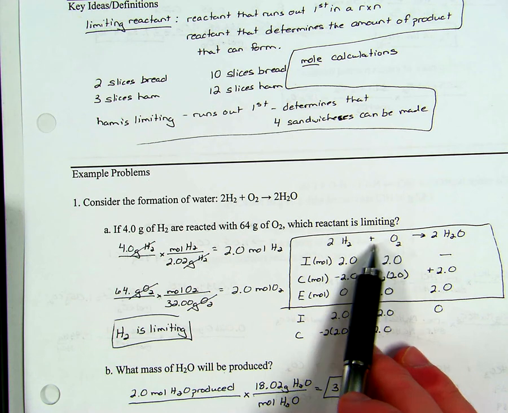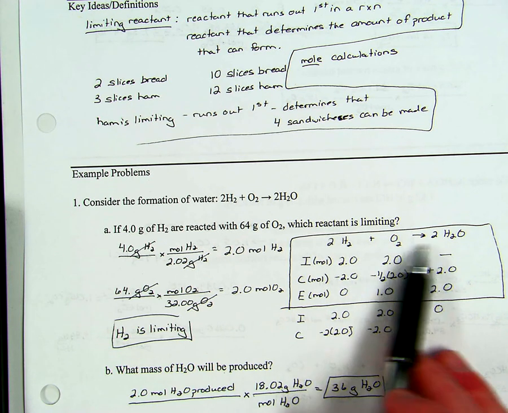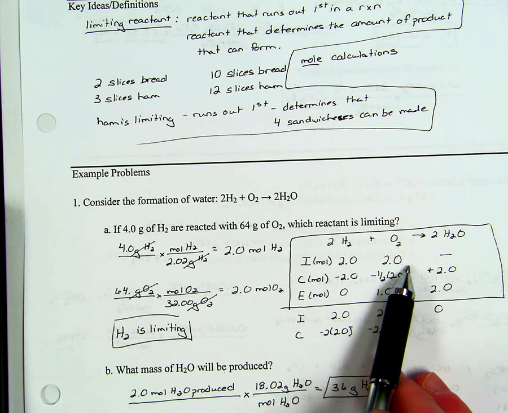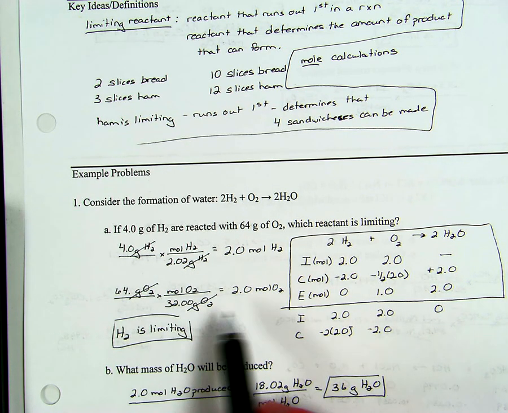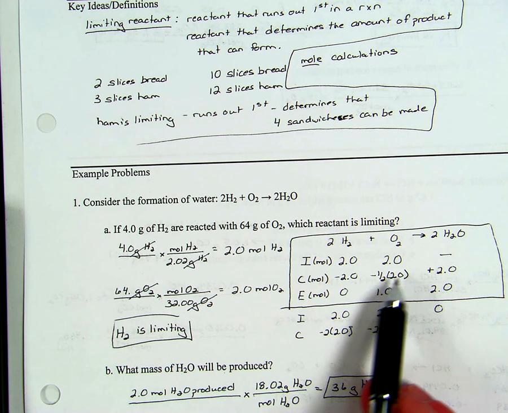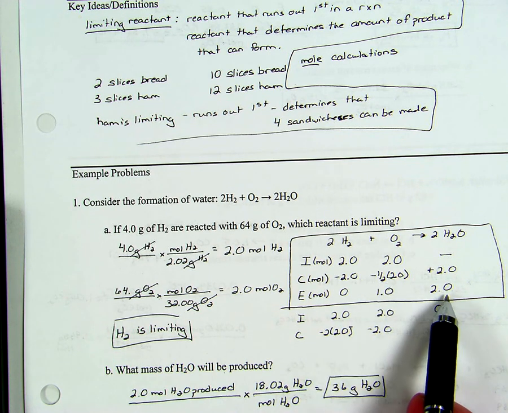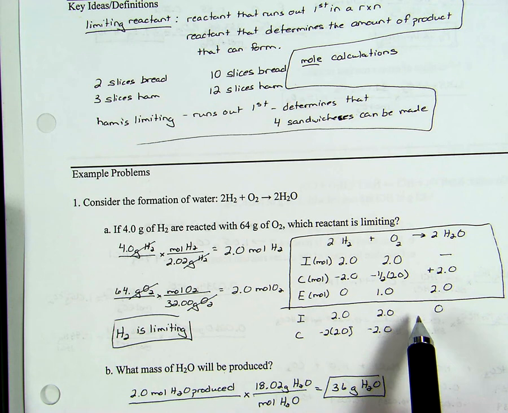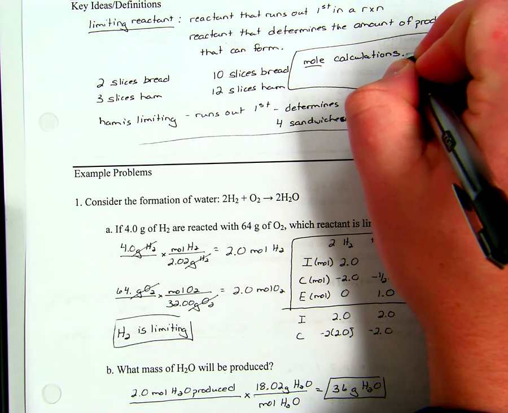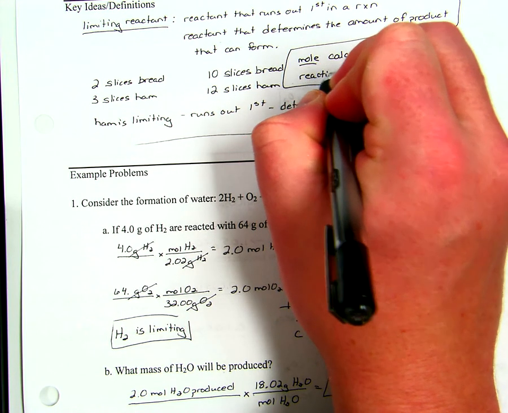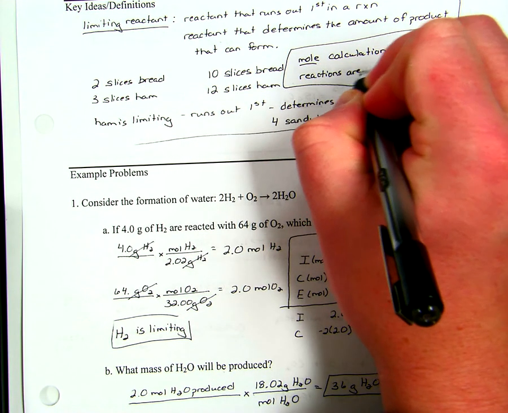So that's why the first step is we convert our masses into moles, then we plug those mole values into these charts, and that's why we do the calculations with moles. And then at the end, if we need to find masses, we just convert the moles back to masses once all is done. So mole calculations, and this is because reactions are based on mole ratios. That's why we do the mole calculations. Alright, that's the end of the video.